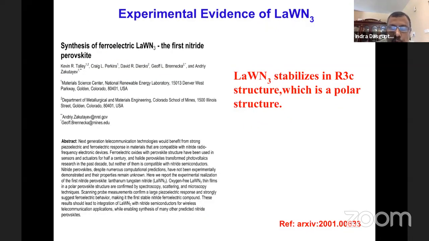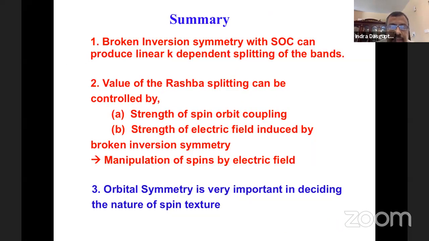So as I told you, lanthanum tungsten nitride, when we did our calculation, this compound was only theoretically predicted. But by the time we finished our calculation, there was a report in early January this year that somebody could synthesize this compound, but in a slightly different phase, a rhombohedral phase. And interestingly, this rhombohedral phase also shows a very similar kind of property, which I did not discuss today. Well, this is the summary.